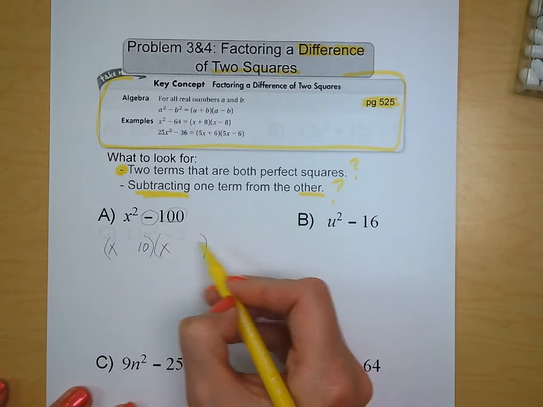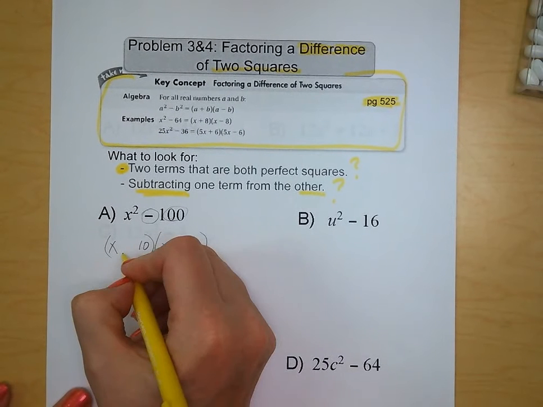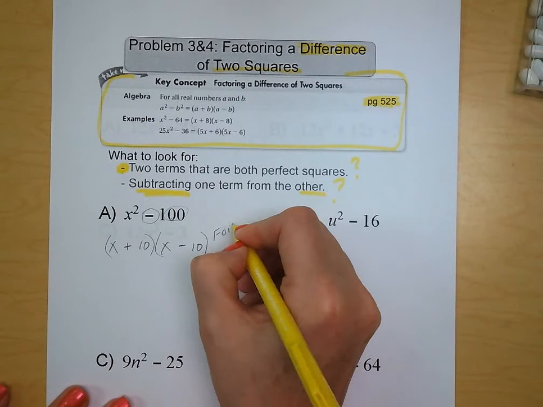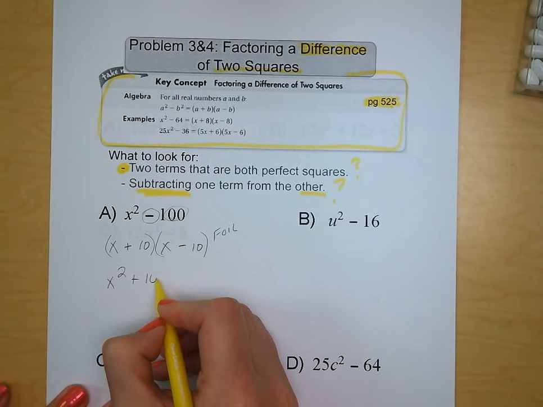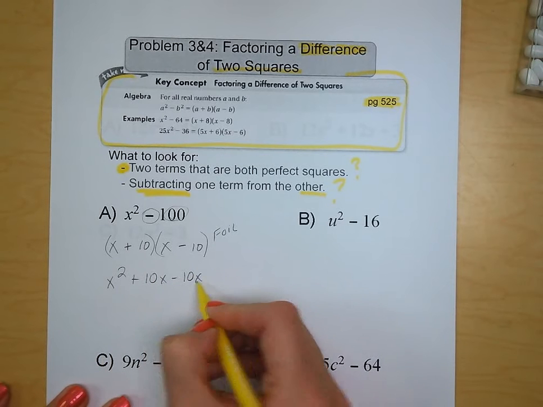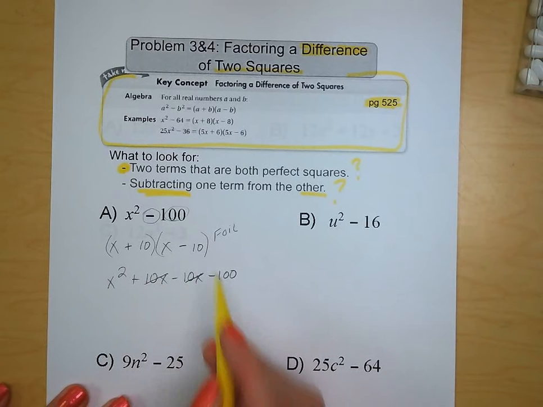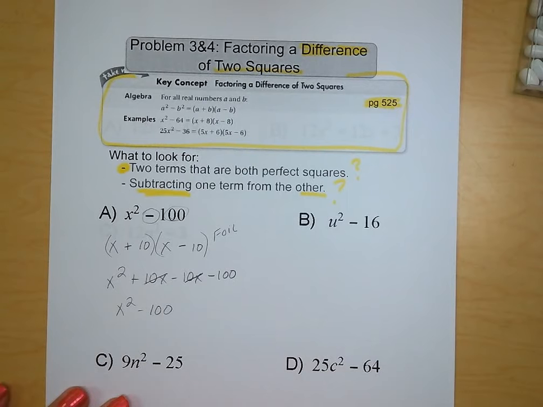The square root of 100 is 10. One is going to be added, and one is going to be subtracted. x plus 10, x minus 10. The reason this works, when we FOIL it, we get x squared plus 10x minus 10x minus 100. Our middle terms cancel out, and we're just left with x squared minus 100.